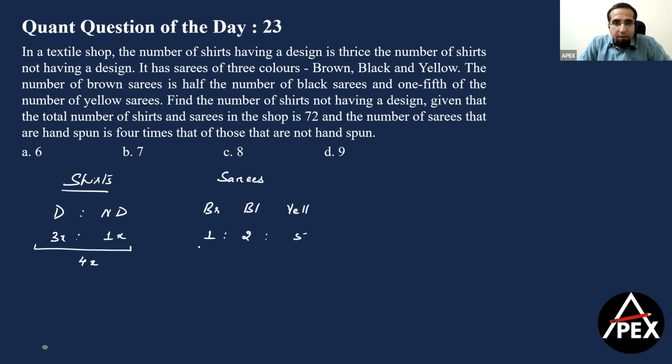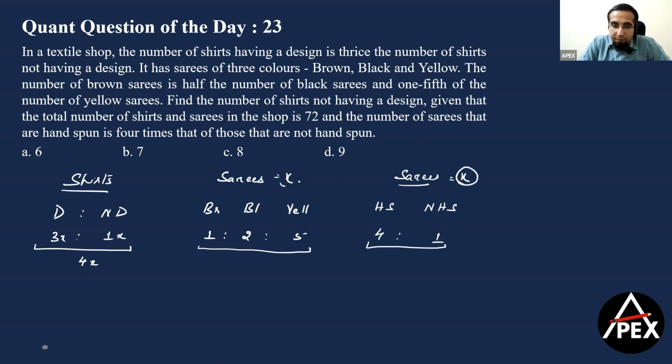Okay. Find the number of shirts that does not have a design, given that total number of shirts and saris is 72, and the number of saris that are hand spun. Now, which means the same number of saris are also divided into hand spun and not hand spun. So hand spun is 4 times of not hand spun. So if the total number of saris is same, okay, let's say this represents K and this represents K.